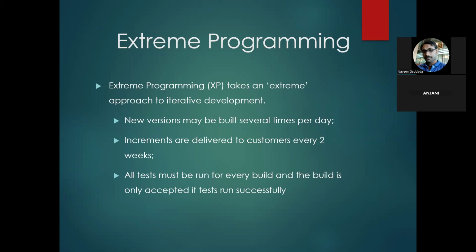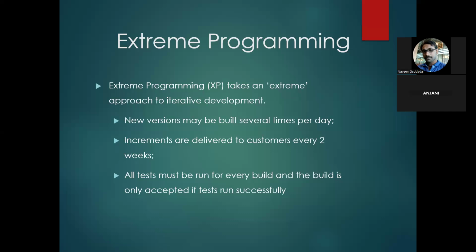Okay. So extreme programming takes an approach to iterative development. And what is the difference between Scrum and extreme programming? In Scrum, we will have a 2 week sprint where we will identify the user stories that need to be delivered in the current sprint. And we will have the sprint backlog and we will do the sprint planning. And the output of the sprint planning is the sprint release.